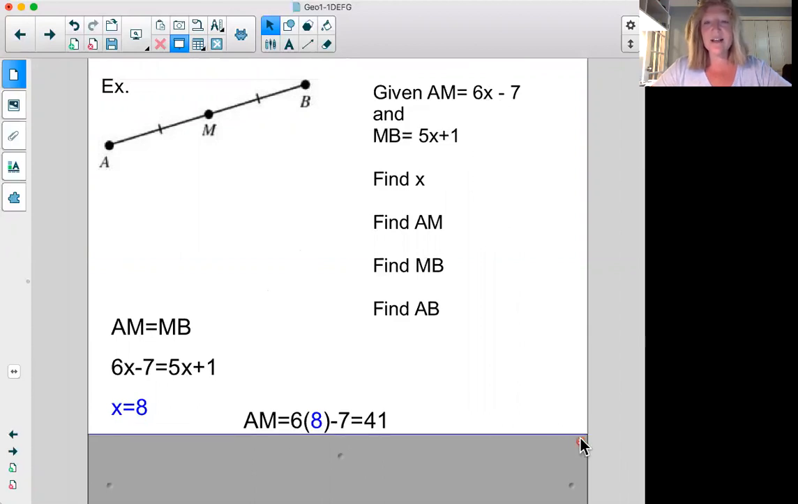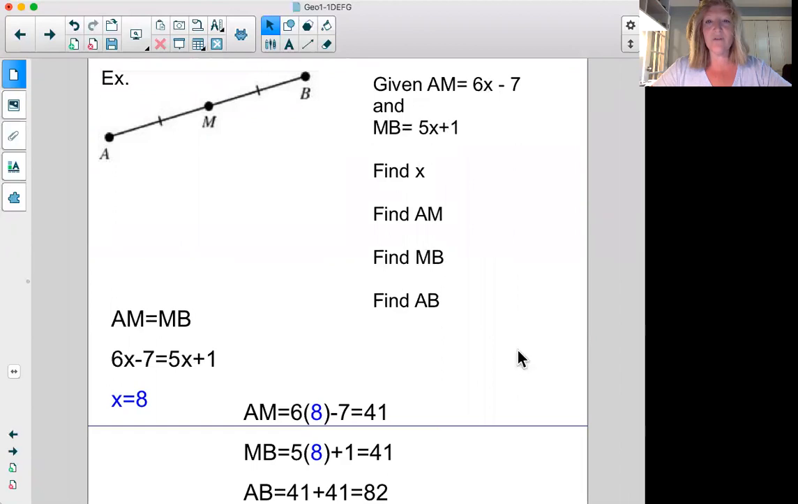Once we have x, we can plug it into our original algebraic expressions to figure out the length of those segments. Notice we can also use our segment addition postulate to know that part plus part equals the whole. If we know this is 41 and this is 41, then the whole AB has to be the sum, 82.